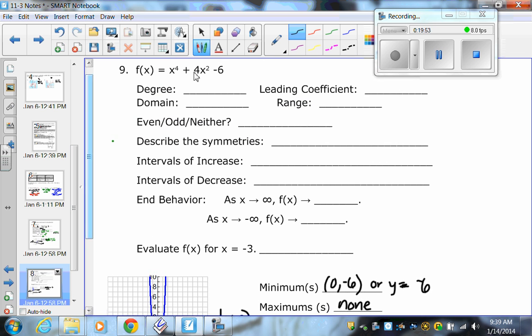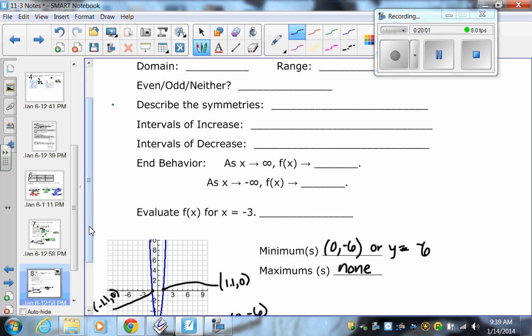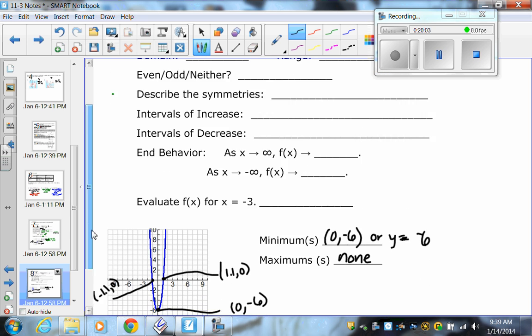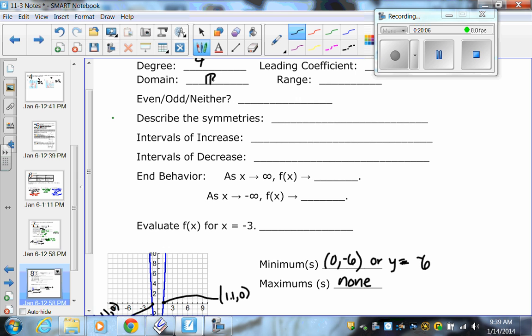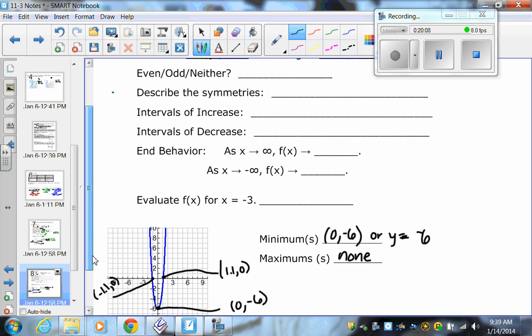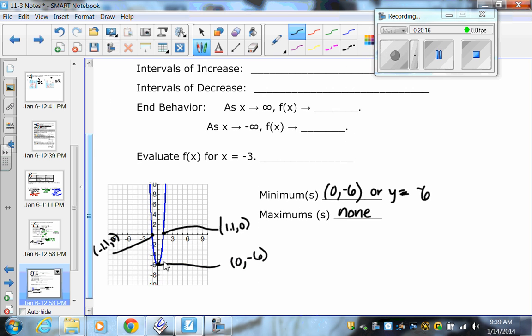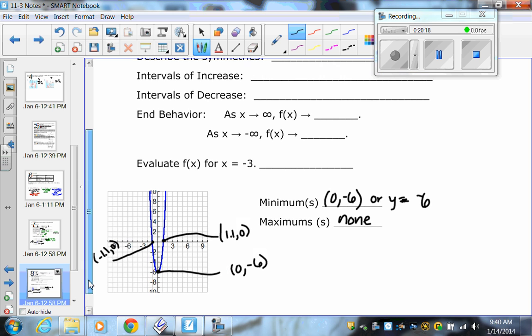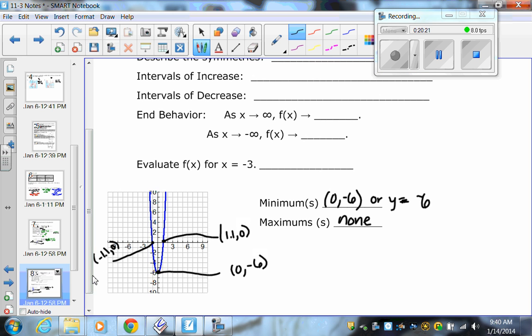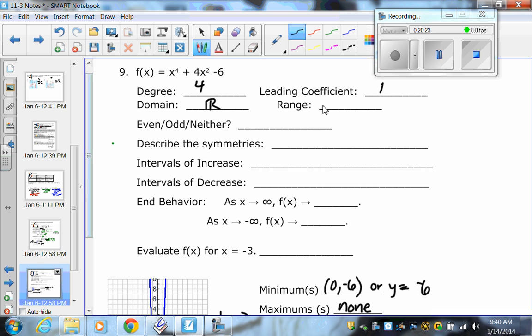If I scroll up, the degree is 4. Leading coefficient is 1. Domain, if you look at your graph, you're not restricted on your x values, so your domain is all real numbers. Your range, however, if you notice, the graph never goes below this point. So your range is restricted, and the y-coordinate at that point is negative 6. All the points are above it, so our range is going to be all real numbers greater than or equal to negative 6.